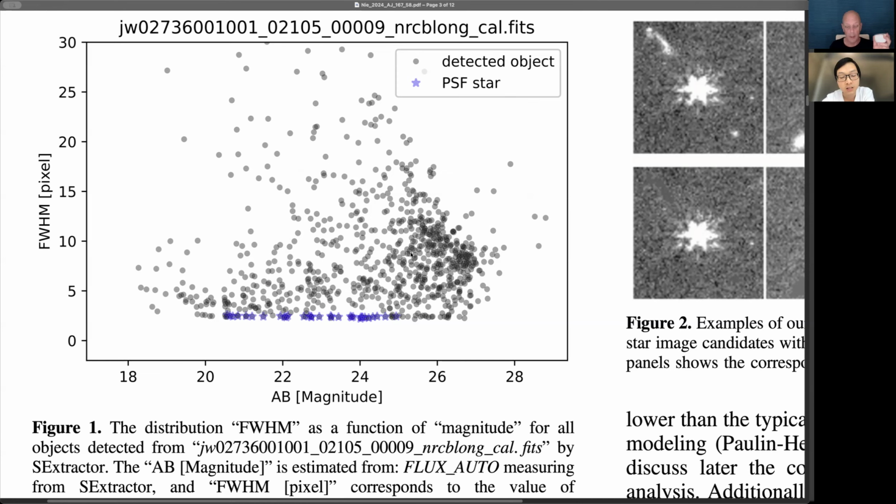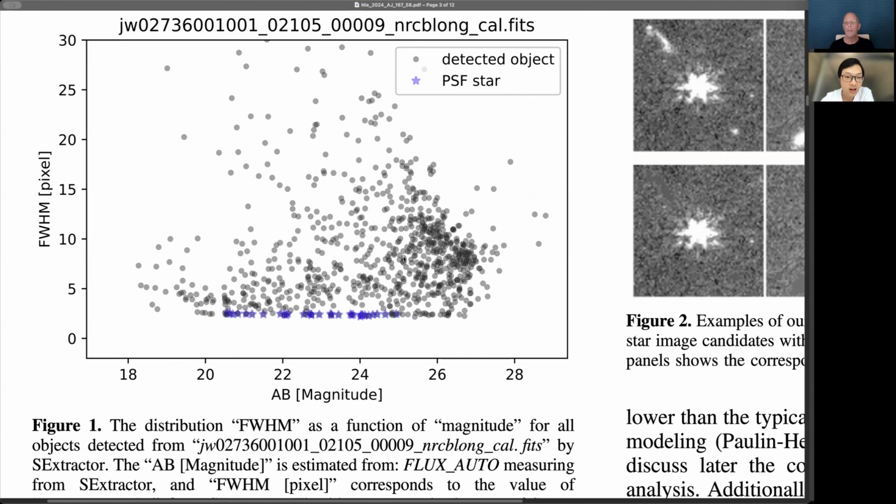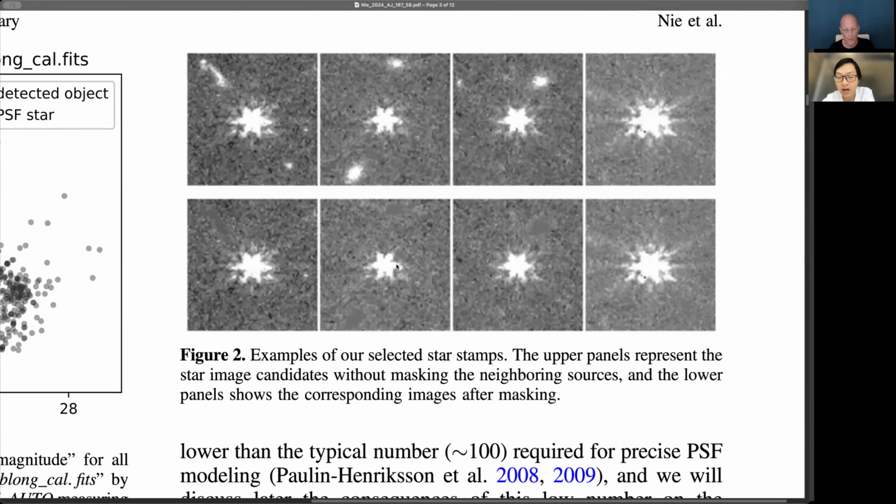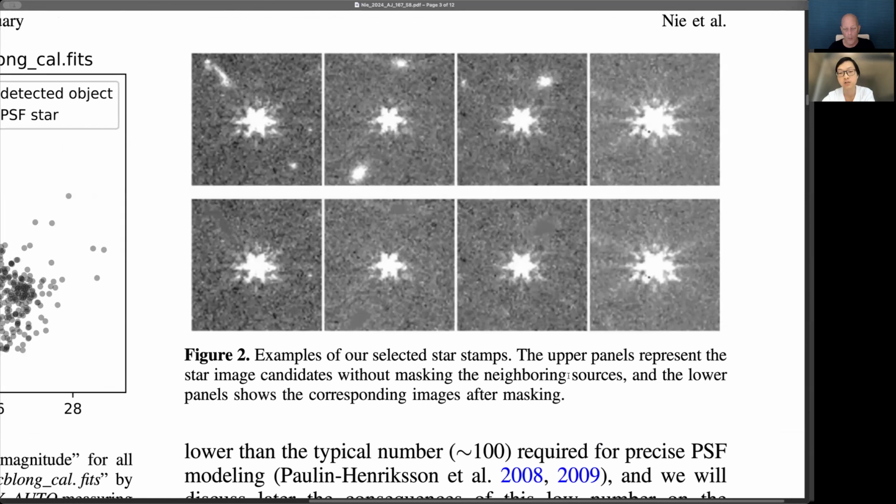But we also encounter some other problems or challenges for the star modeling, as we go into the second picture, figure 2. When we extract these star images from JWST, because it looks at the near-infrared band, there are many sources in the images. We can see in the upper panels of figure 2 that there are many neighboring sources near the stars. So this is a challenge for PSF modeling.